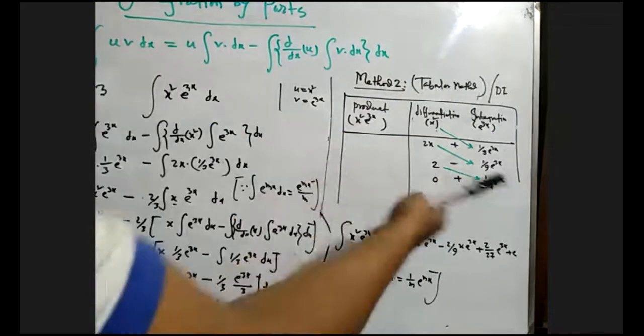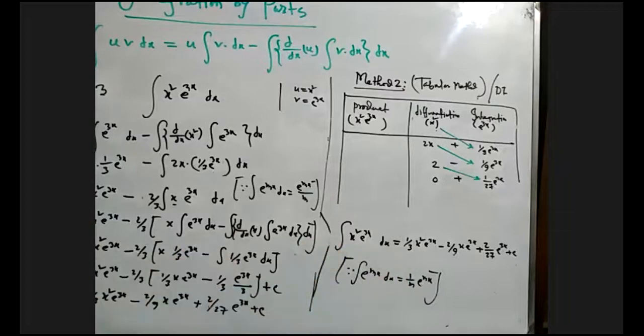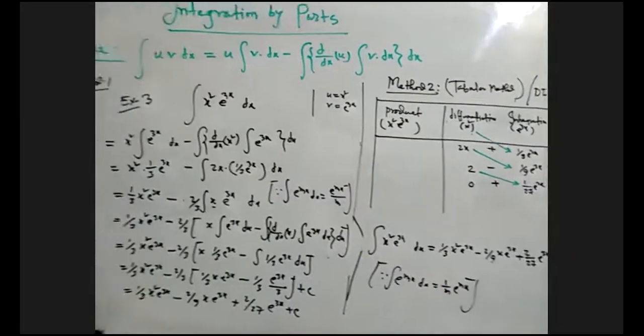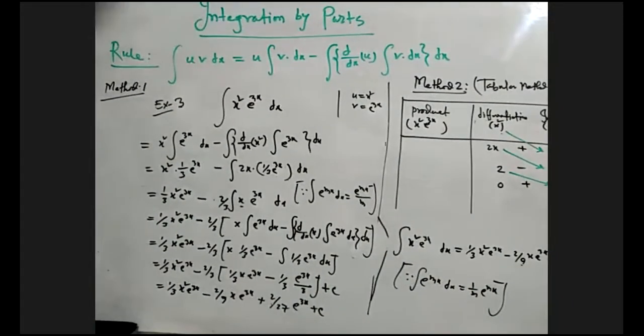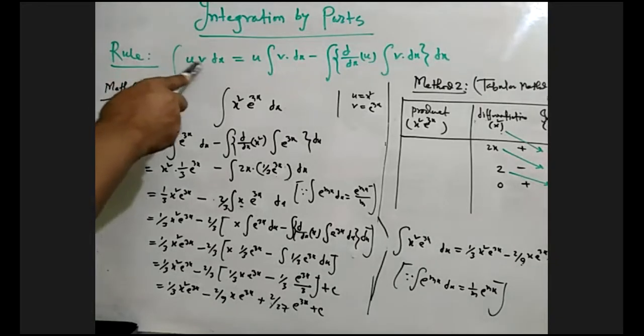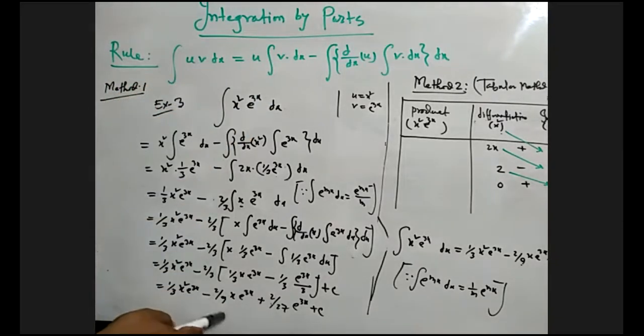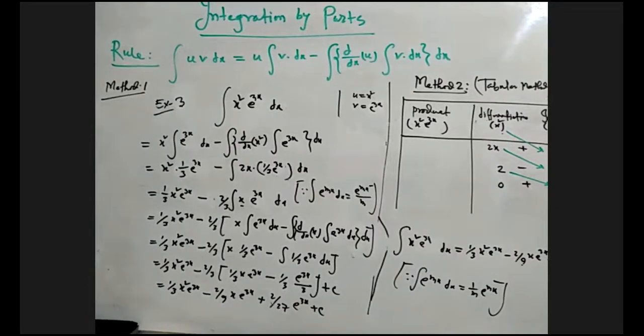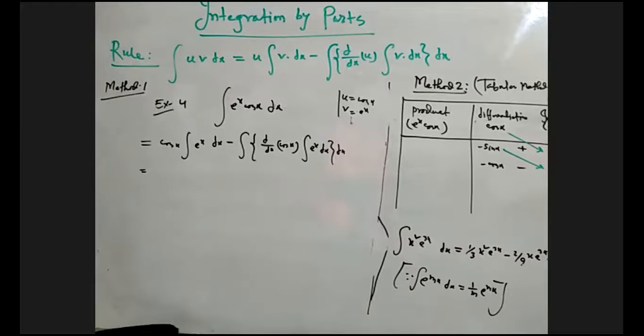So by using the tabular method, this is the result, the same result we got using the UV rule, that means the product function rule. Very interesting method. This is called integration by parts.